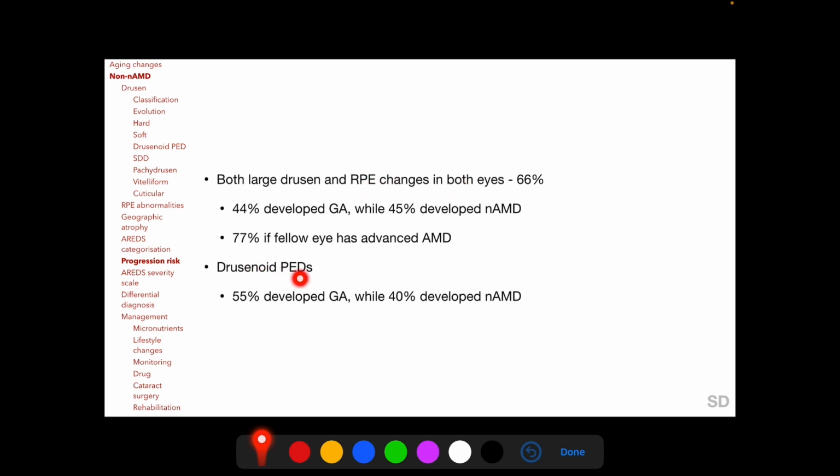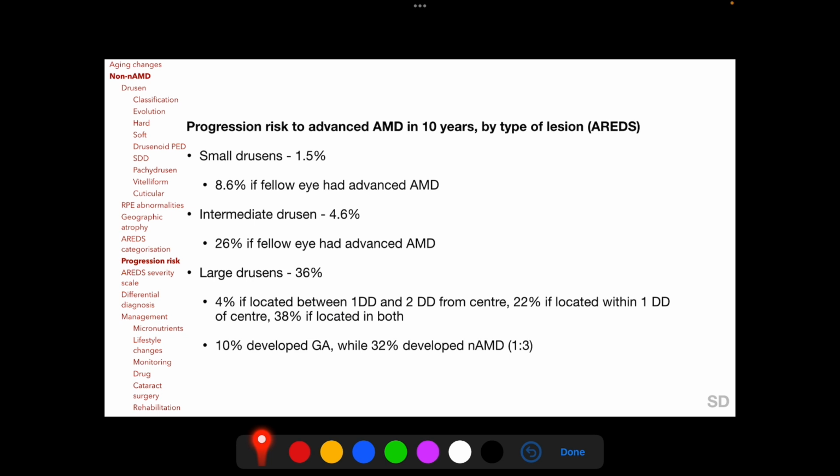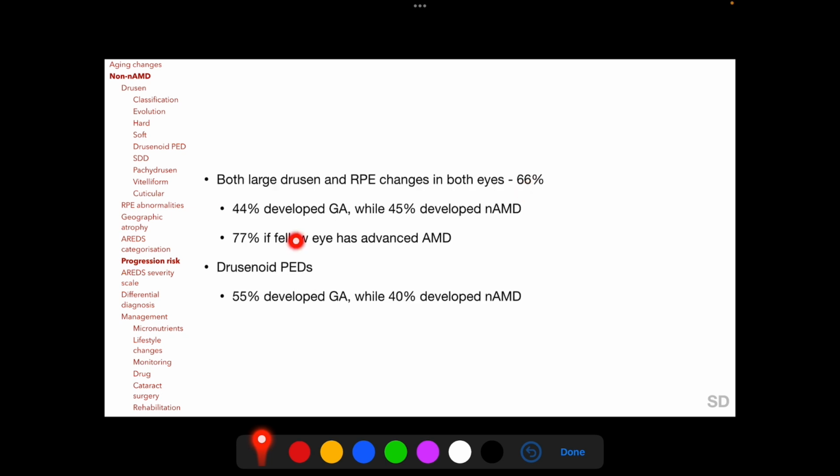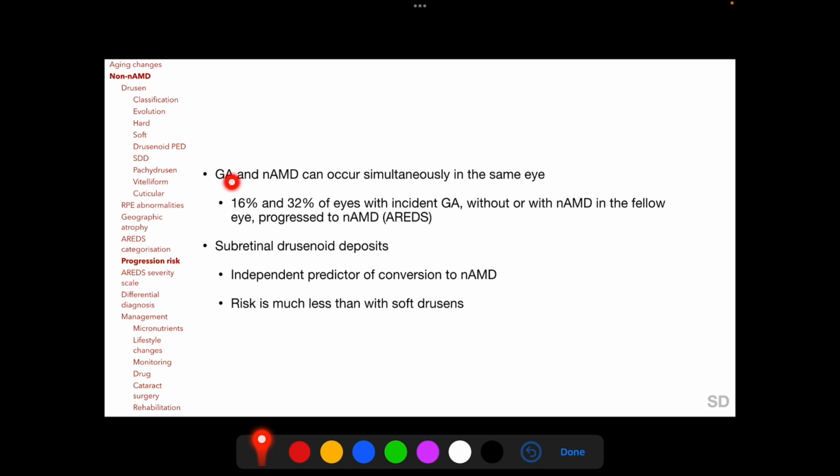And patients with drusenoid PEDs develop geographic atrophy more frequently than neovascular AMD, and these risks become higher when the fellow eye has advanced AMD. As we have mentioned, geographic atrophy and neovascular AMD can occur simultaneously in the same eye, and AREDS reported that 16% to 32% of eyes with geographic atrophy progress to neovascular AMD depending on whether they had neovascular AMD in the fellow eye. And as we have mentioned, subretinal drusenoid deposits or reticular pseudodrusen are independent predictors of conversion to neovascular AMD, but the risk is much less as compared to the risk with soft drusen.